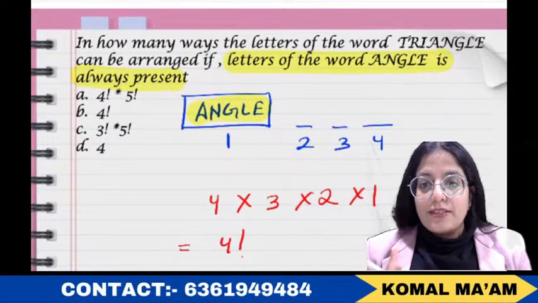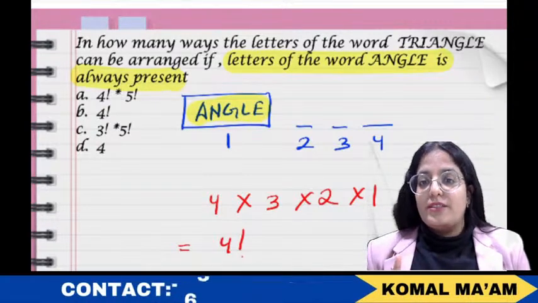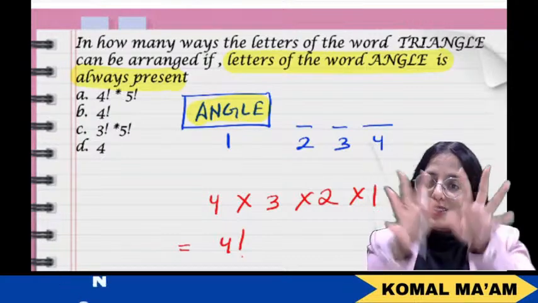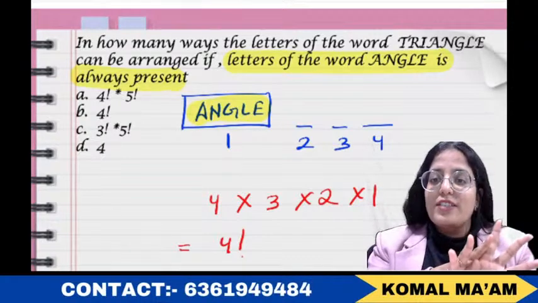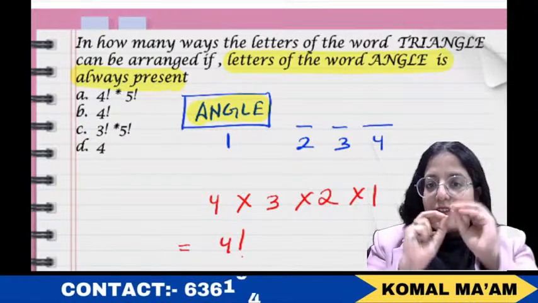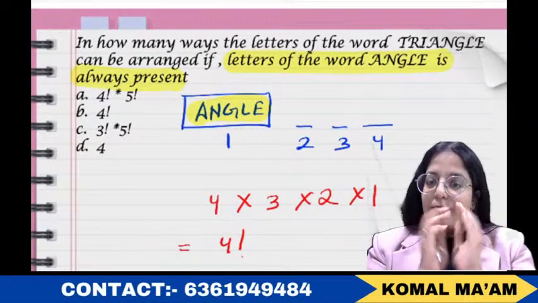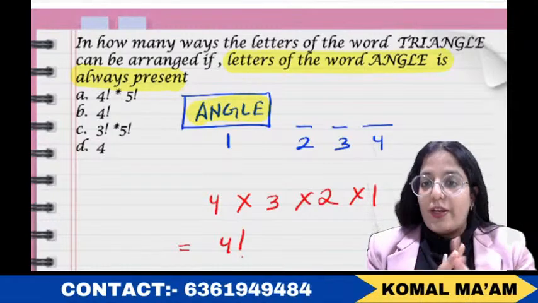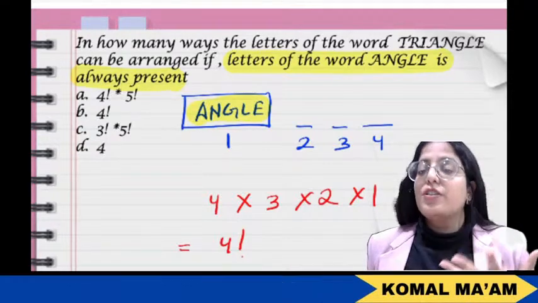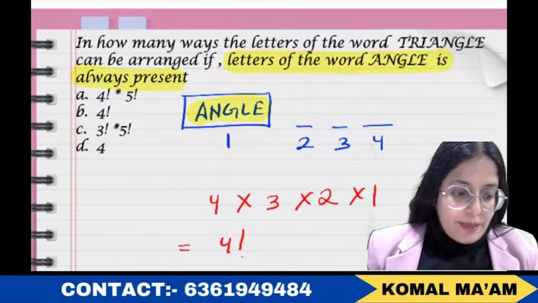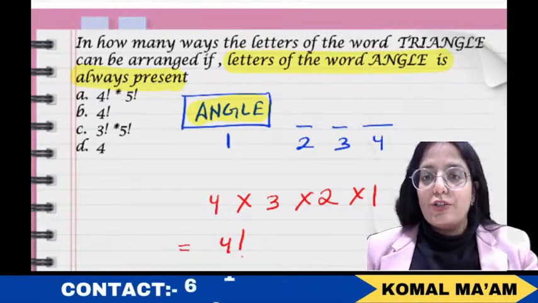Will it take place? No, it will not take place, because they want the sequence of the letters of the word angle to be the same. They don't want to change the sequence. So no shuffling of the letters of the word angle among themselves. They'll remain the same. But in the previous question, we were allowed to do shuffling. That's why we did internal arrangement, and there were 5 factorial ways to internally arrange them. So I believe this question is clear in your mind.